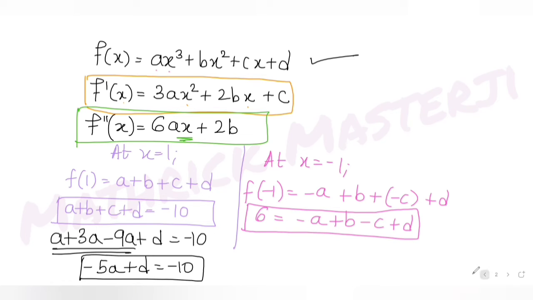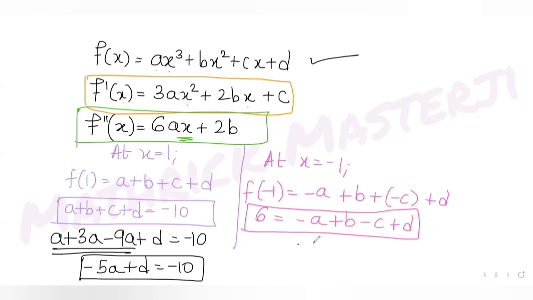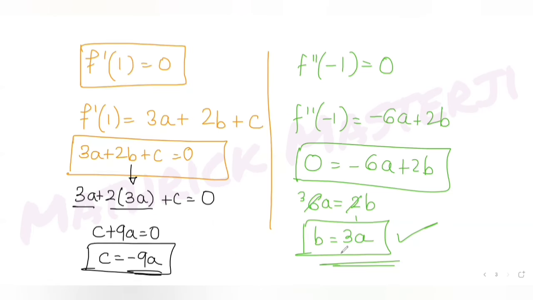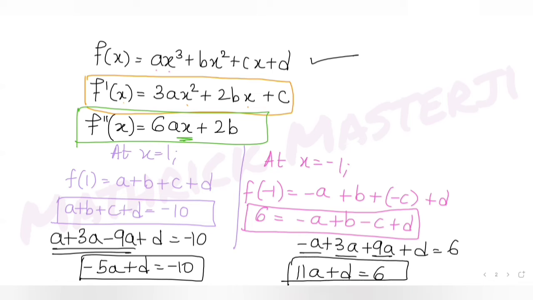In the second equation, I see minus a plus b, which is 3a, minus c. So c, if I talk about it, is minus 9a. So minus of minus means plus 9a, plus d equals 6. So from here I get 9a plus 3a, 12a, minus a, 11a plus d equals 6. So I have again an equation in terms of a and d for both of them.